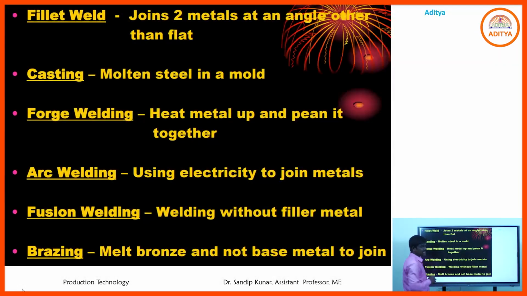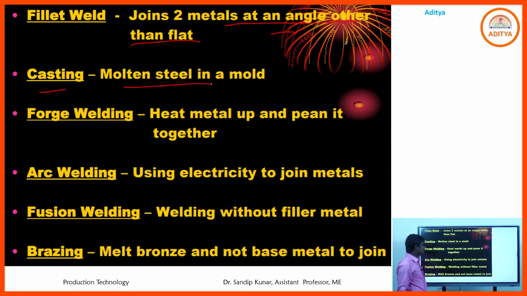And fillet weld: joining two metals at an angle other than flat. Fillet weld means we keep the two metal plates at a particular angle, not flat positions. If we do the welding operation on them, that type of weld is called fillet weld. Then casting: molten steel in a mold. Using molten steel in an operation is called casting.